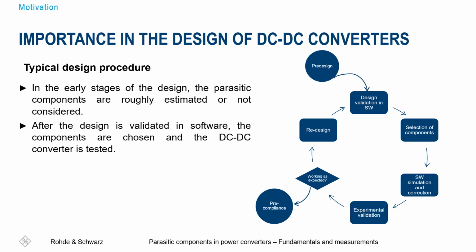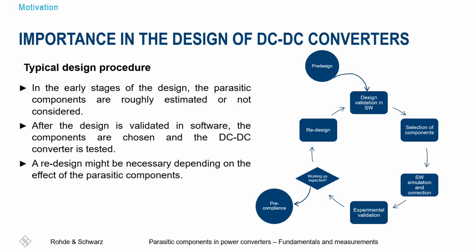A prototype is manufactured and validated. If it is working as expected and the experimental results match the simulations, then we can go to an EMI pre-compliance stage. If not, we'll have to do the redesign. This redesign might be necessary depending on the effect of parasitic components. If we don't consider them, we will have a significant impact on the behavior of our circuit, and the experimental validation will not resemble the actual simulation that we did.